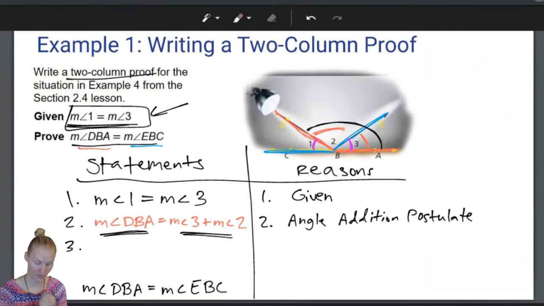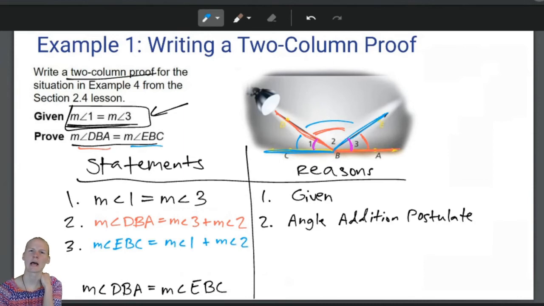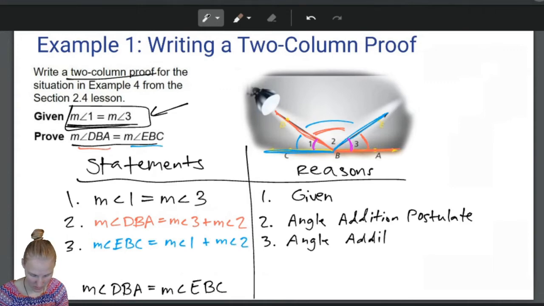Okay, now we move on to step number 3. In step number 3, let's take a look at the blue angle. So the blue angle is measure of angle EBC is equal to the measure of angle 1 plus the measure of angle 2. Now, why am I allowed to say that? Same reason I was allowed to add the two red angles together. Because of the angle addition postulate.